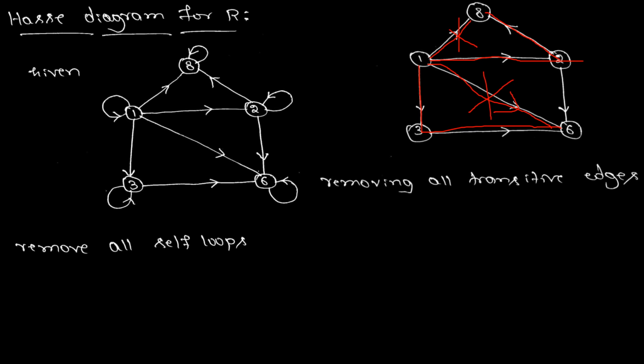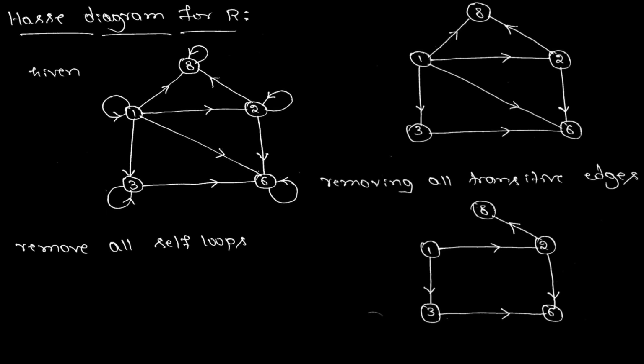Let us remove these two transitive edges and rewrite our digraph. See, we have removed this, and we have removed this transitive edge to get the digraph as this. Now what is the next step? We need to rearrange the vertices in such a way that all the edges direct upward.